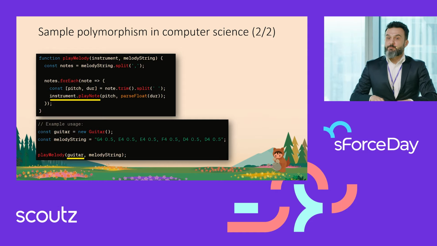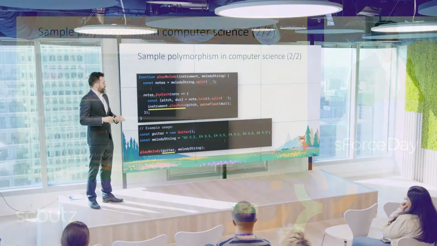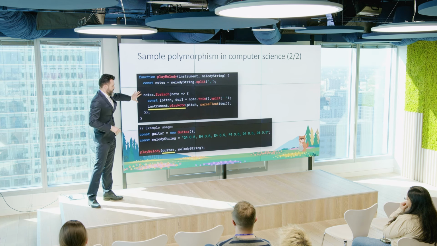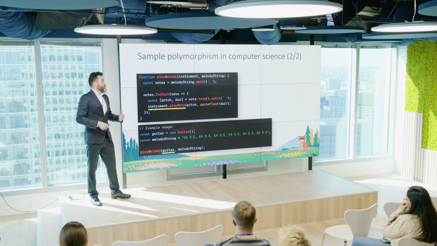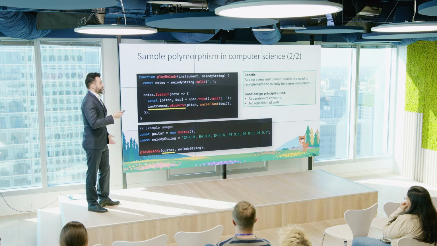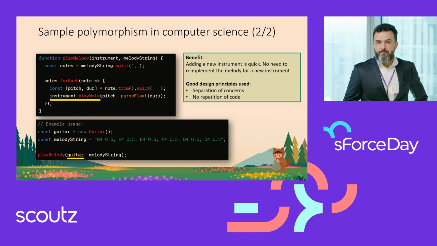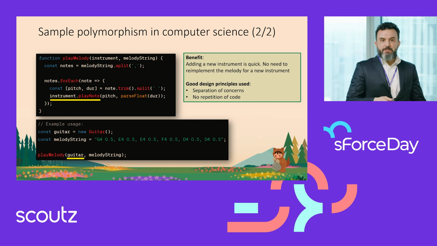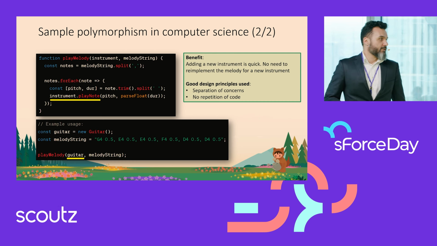I'm sure you've heard of separation of concerns, a good design pattern, right? So the melody is here, and the instrument is separate, right? And why is it good? What's the benefit? Well, tomorrow, if I need to add a new instrument, it's quick, right? I just implement maybe a piano with all the different pitches, and I plug the piano in, and the same melody can be played on the piano, right?